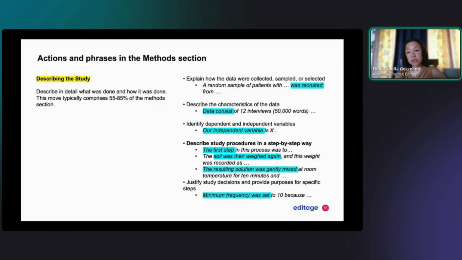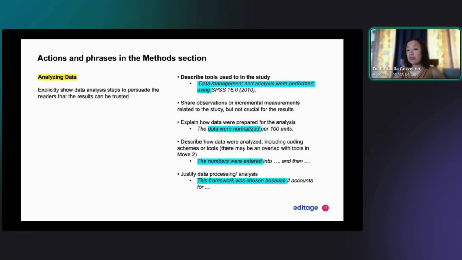"The first step in this process was," "the soil was then weighed again," "the resulting solution was gently mixed," "minimum frequency was set to." And then you might also want to analyze data to show exactly which steps you took to persuade the reader that the results can be trusted, like describing tools used in the study, like "the data management analysis were performed using," and then you put the software and the license, or to share observations or incremental measurements related to the study but not crucial to the results.